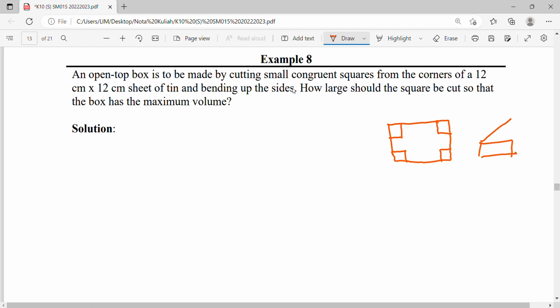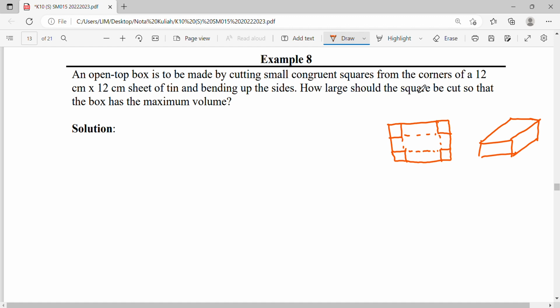Maksudnya kotak yang atas tu buka. Okay, so you bend up. You can bend up this side, this side, this side, and this side, so you can get a box here. So an open top box. So dia potong segi empat kat tepi sini.